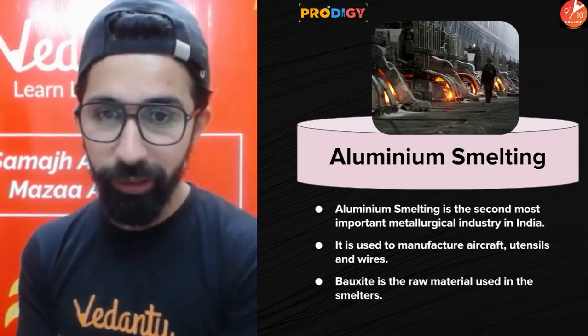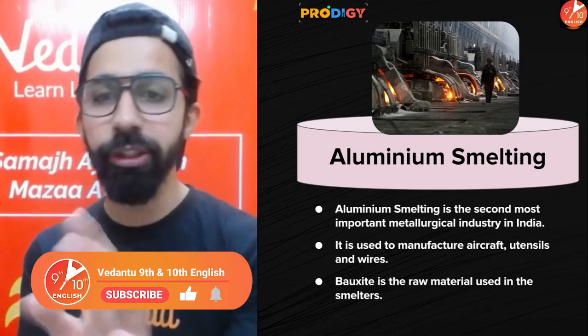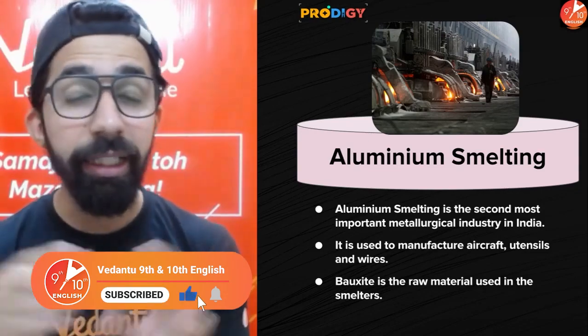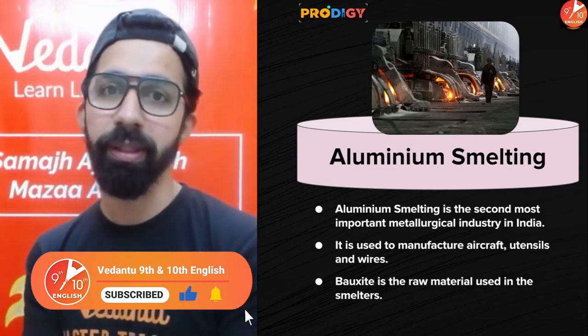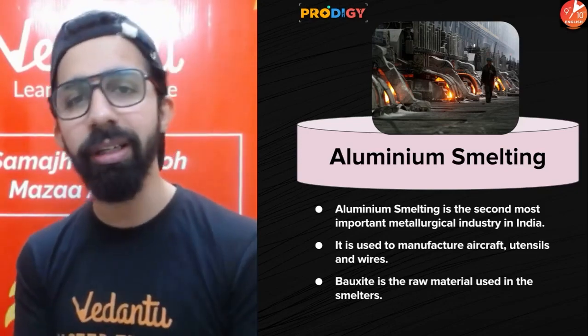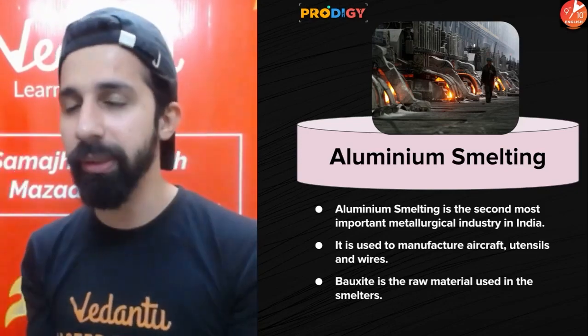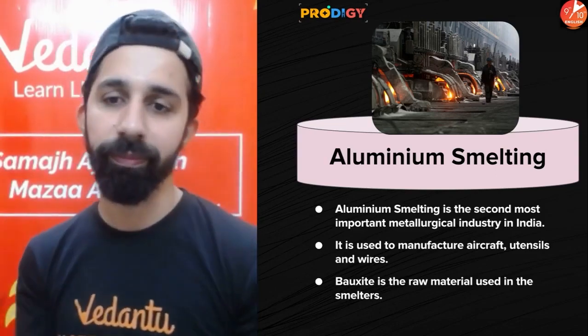Guys, aluminum is used in manufacturing of aircrafts, utensils, and even thin wires. And guys, bauxite is the raw material which is used in these smelters. And this is how aluminum is extracted.